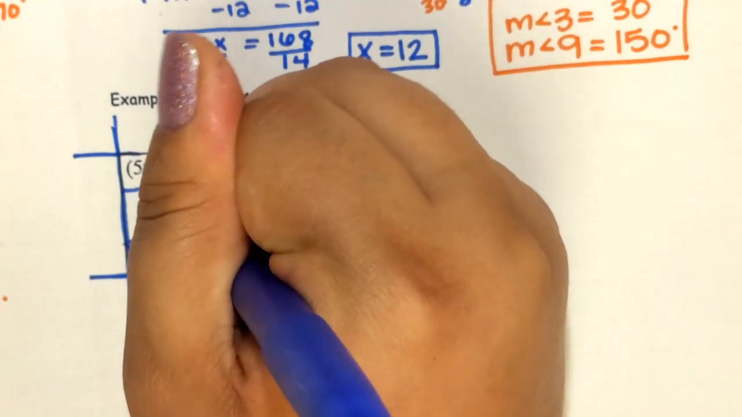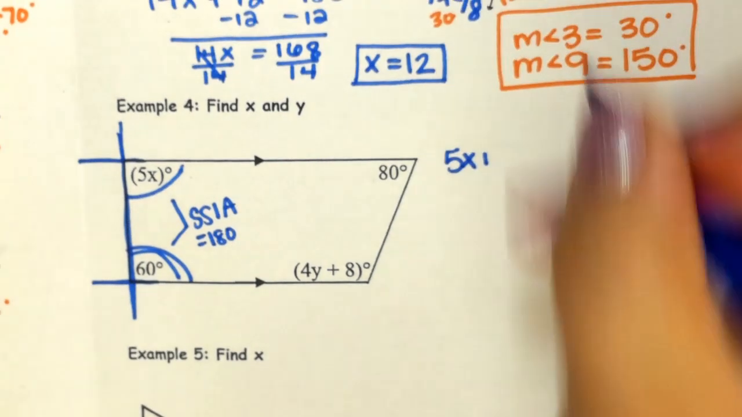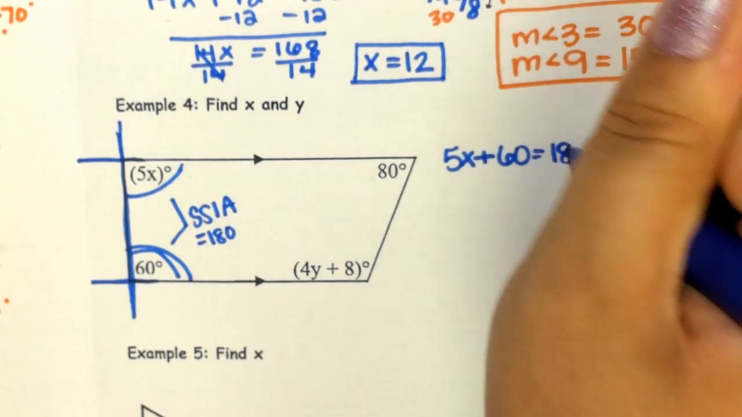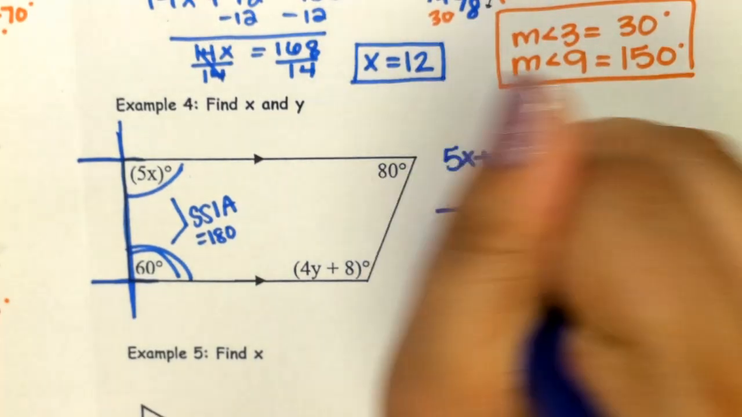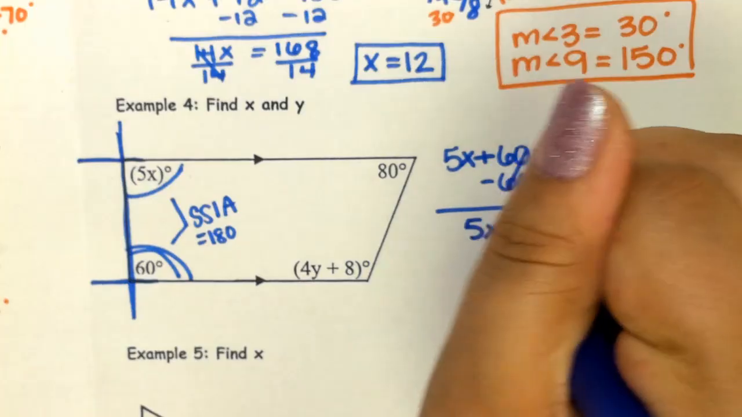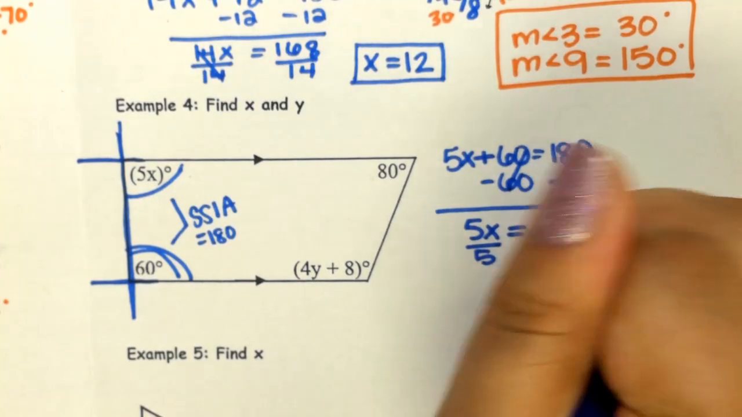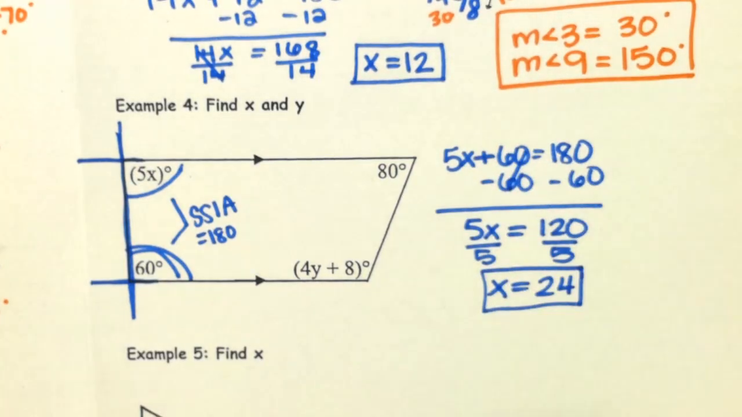They equal 180. So I'm going to do 5x. Oh, I shouldn't have done that so close. Oh well. 5x plus 60 equals 180. And solve. And this just wants x and y.